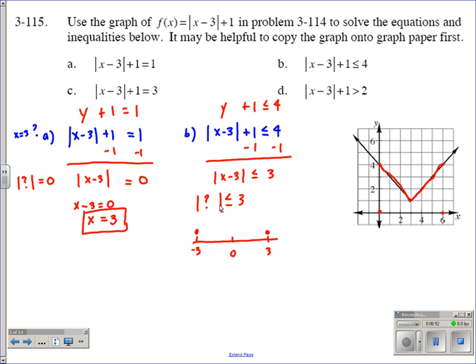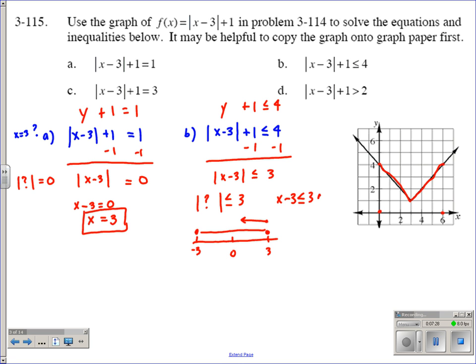But what other numbers would work? Is 4 more than 3 units or less than 3 units from 0? 4 is going to be more, right? We want everything that's less. So we're going to have to represent all of the numbers in between here. So the way we do this is we take what we have here, and we're going to go ahead and rewrite it as x minus 3 has to be less than or equal to 3. That's like an inequality here going this way.